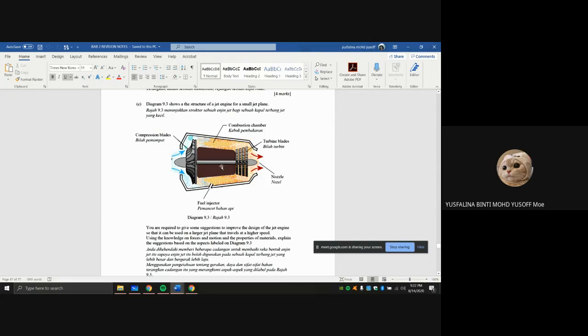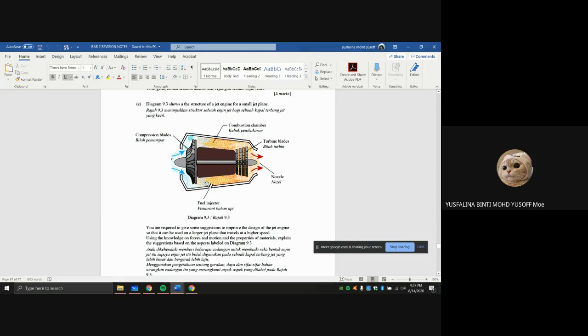There is more air here, which means more oxygen. With more oxygen, more fuel will be burned, so you can produce more high velocity gas here. The second one is using strong material, so it is long lasting. And then the number of fuel injectors must also be high. With a high number of fuel injectors, more fuel will be burned.